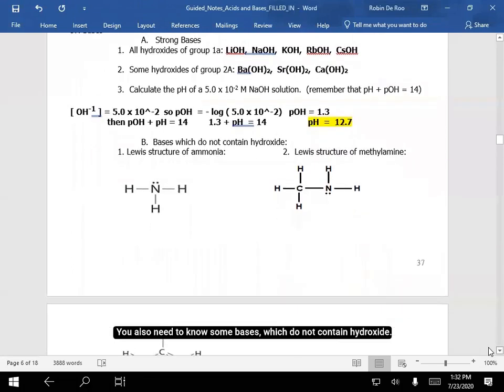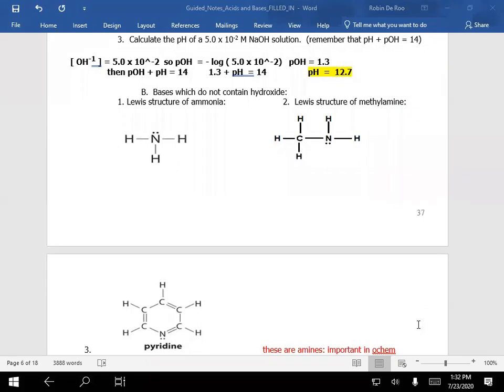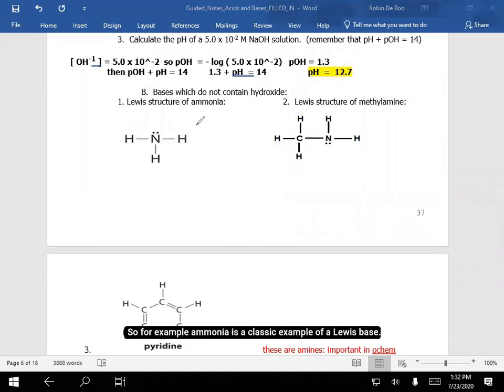You also need to know some bases which do not contain hydroxide. So for example, ammonia is a classic example of a Lewis base. Look at this nice lone pair here. Remember, we have this nice electron cloud, and there's a lone pair in there, and that electron cloud has the electrons that can attack and makes this a very nice Lewis base. So you want to memorize that ammonia is a Lewis base.